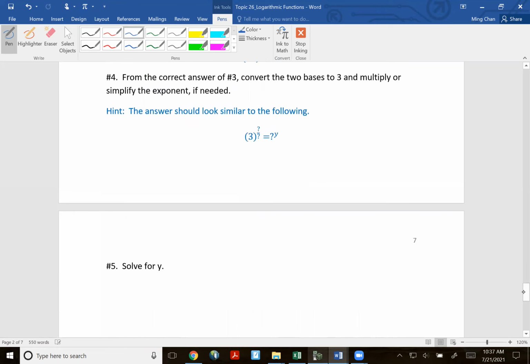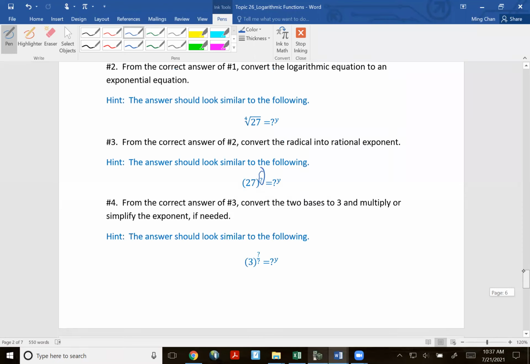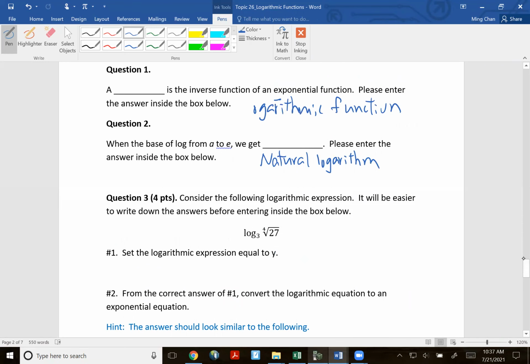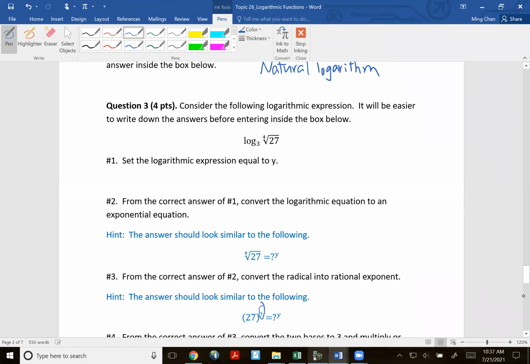So just quickly showing you what our logarithmic function is, and how we actually change a logarithm into an exponential and simplify the expression from that perspective. All right.